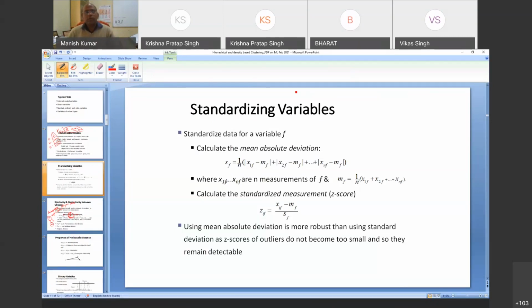Certainly the question may be asked: why is standard deviation not used? The simple answer is that the mean absolute deviation is more robust than the standard deviation, because in the Z score, outliers do not become too small, so they are still detectable. In standard deviation you are using the square root and the square terms, so that gives you that particular flexibility.